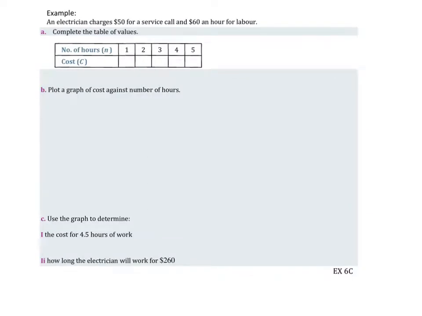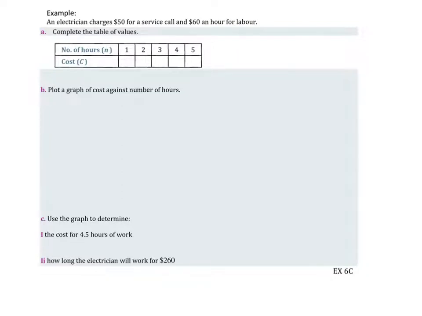An electrician charges $50 for a service call and $60 an hour for labour. So what this is saying is that before the electrician even comes out and starts looking at your issue, he's going to charge you $50 just to come to your house. So it's $50 and then $60 per hour.